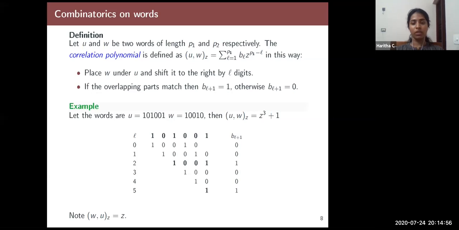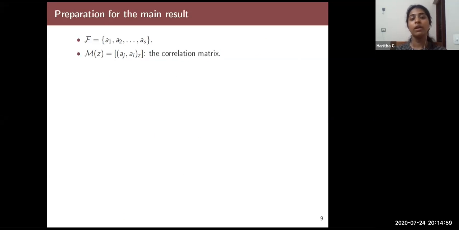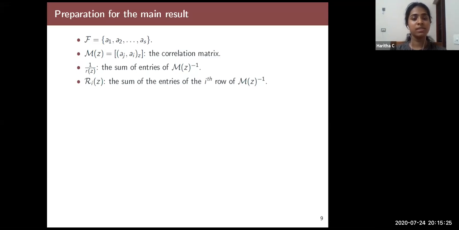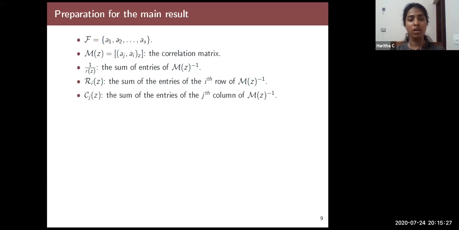So what we'll have is, we'll write the Perron root as well as the Perron eigenvectors in terms of correlation between the forbidden words. So we have the forbidden collection, and M(z) is the correlation matrix, where the ij-th entry is the correlation between the words a_j and a_i. And these are some terminologies. 1 by R(z) is the sum of entries of the inverse of M. R_i is the sum of entries of the i-th row of the inverse of M, and C_j is the sum of entries of the j-th column of the inverse of M.